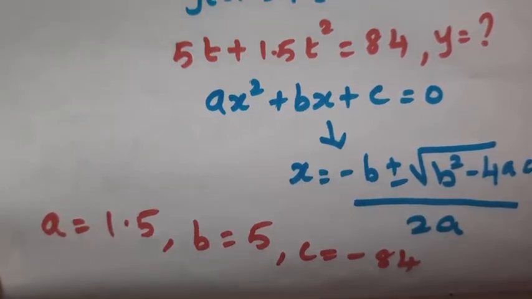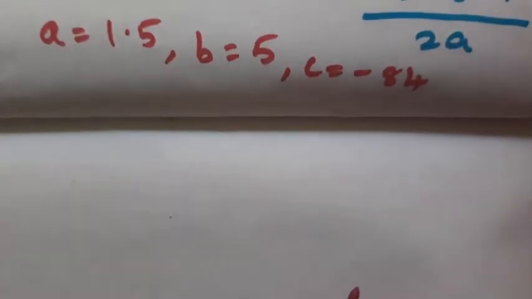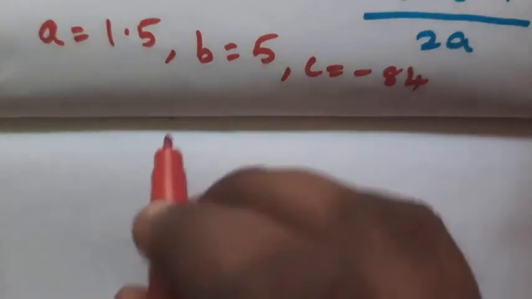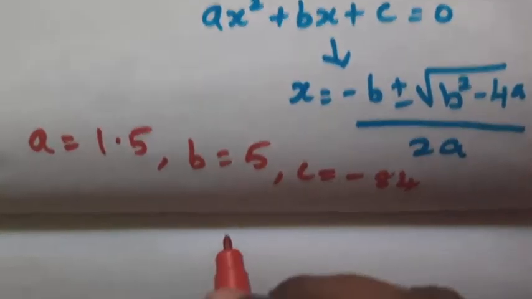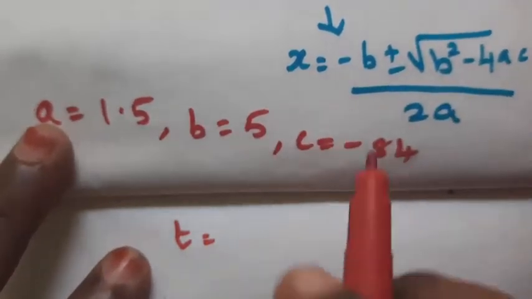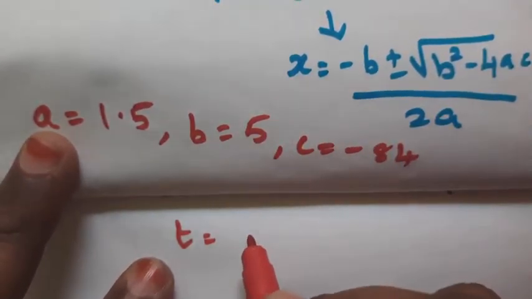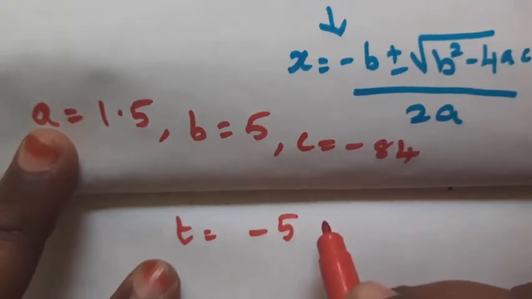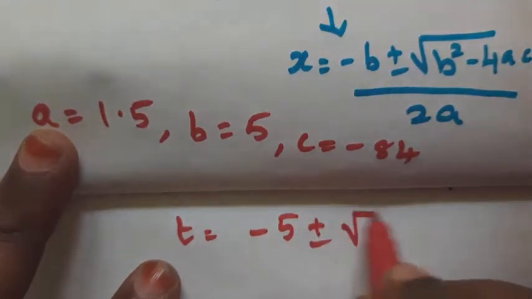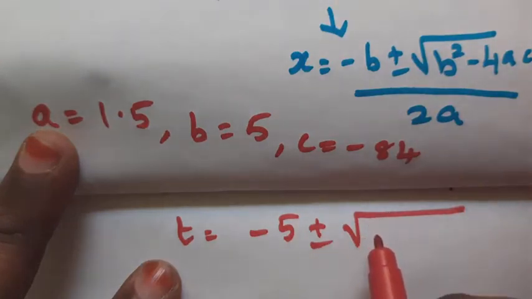Now we have to find the solution for this. We substitute into the formula. So t equals minus b, which here is minus 5, plus or minus root of b square minus 4ac. b square is 5 square, so it is 25.